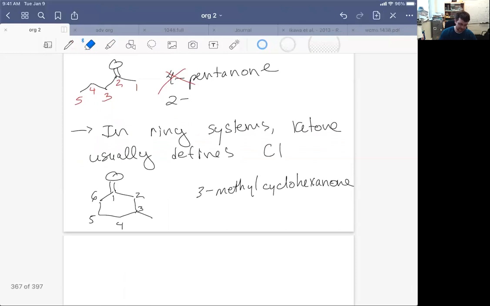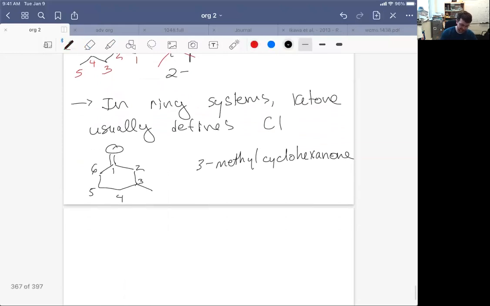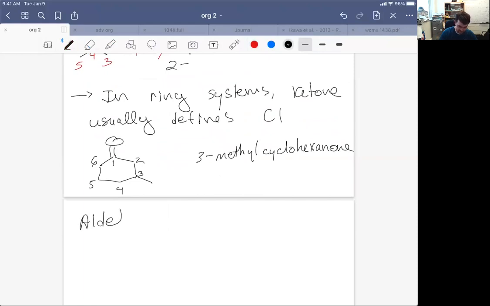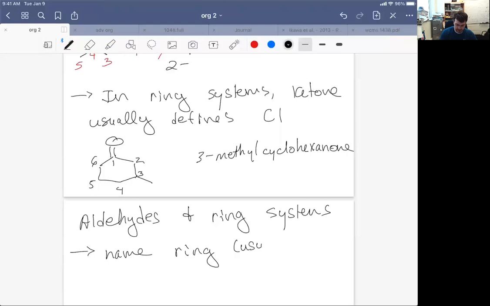So anyway, let's veer away from the IUPAC stuff quickly. And anyway, just one last point here. What about an aldehyde in the ring? So, aldehydes in ring systems. What you do is you name the ring. Usually the aldehyde is C1. Then add carboxaldehyde, this entire word.